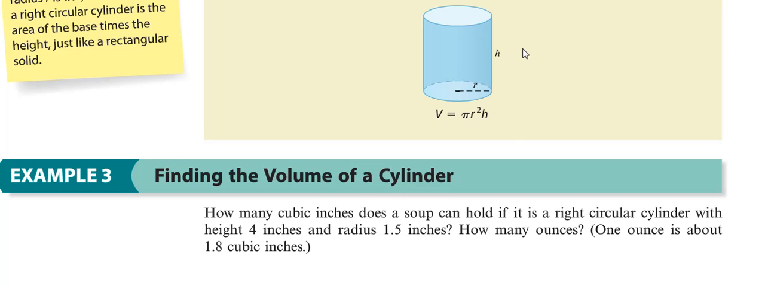Okay, next we have an example of how you find the volume of a cylinder. How many cubic inches does a soup can hold if it is a right circular cylinder, which is what this type of cylinder is? Technically, it's a right circular cylinder, with height 4 inches, radius 1.5 inches. That's all you need to know, class. The height and the radius.